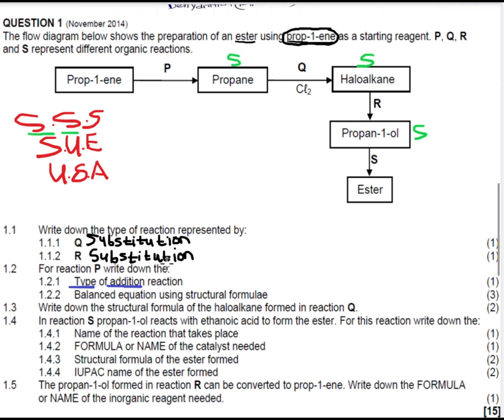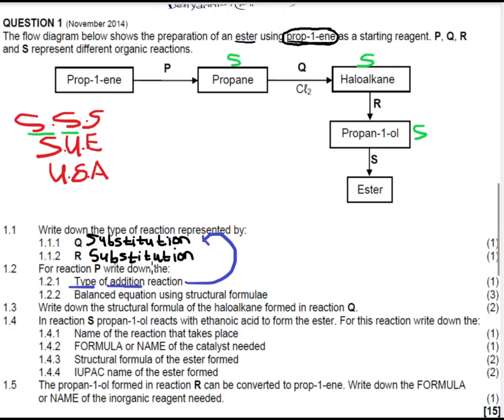Instead of saying substitution, elimination, and addition, we are now going to be specific. What type of addition is that? If it's elimination, what type of elimination is that? If it's addition, what type of addition is that? They want us to be specific. So that's very important. Question 1.2.1 is different from question 1.1 because now they want us to be specific.